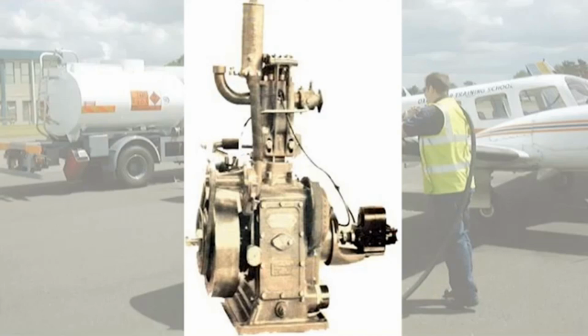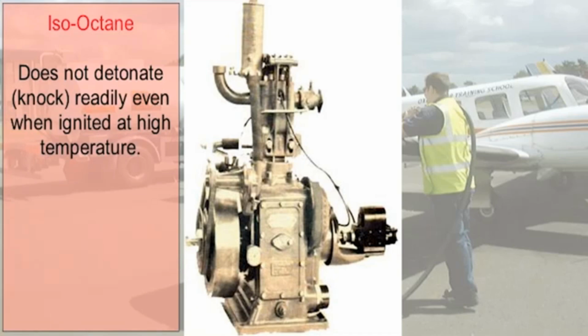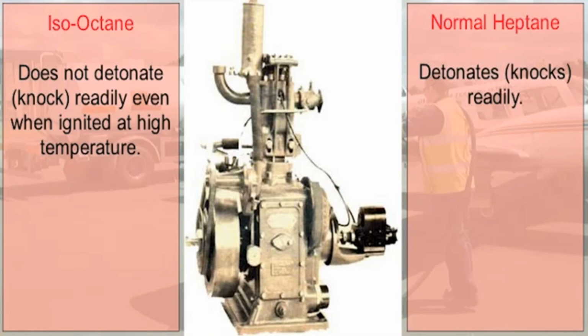Many tests are carried out on the fuel when it's manufactured. One of those tests is used to determine the octane rating. To do this, the particular blend of fuel that we are interested in is compared with two reference fuels under standardized conditions in a special test engine. The two reference fuels are called isooctane and normal heptane.